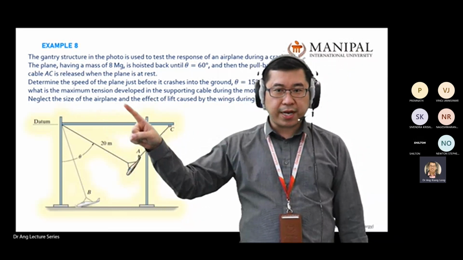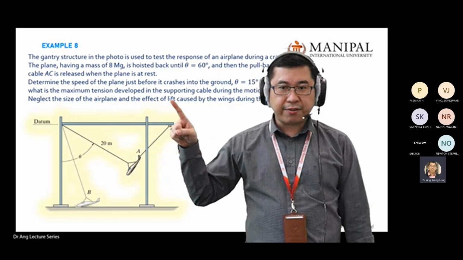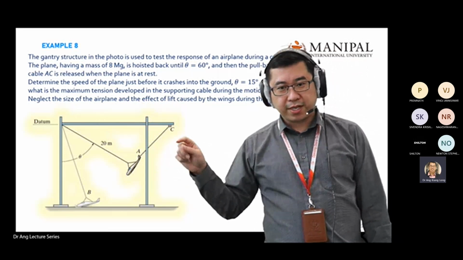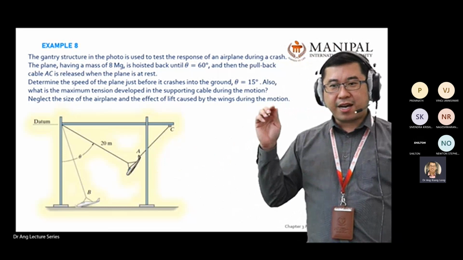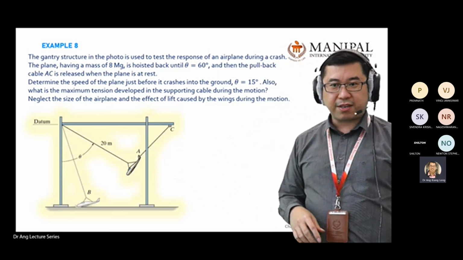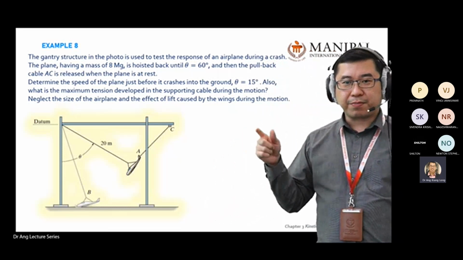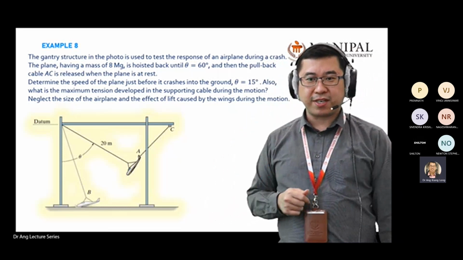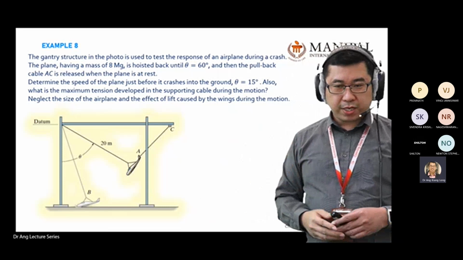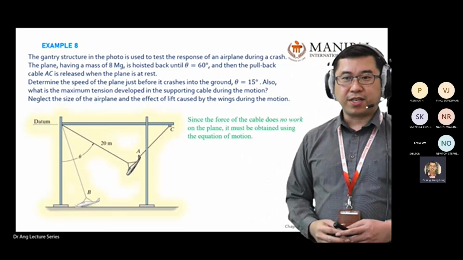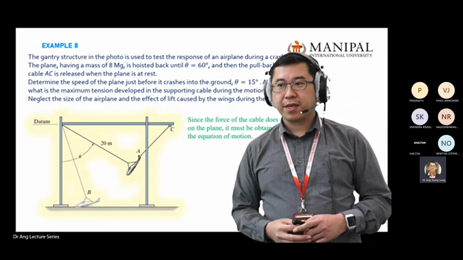Ignore the size of the aircraft or airplane and the effect of lift because of the wing. So this question asks you to ignore the lift motion and focus on chapter 3 equations. All right, so how do we solve this question? Of course, first you need a free body diagram.